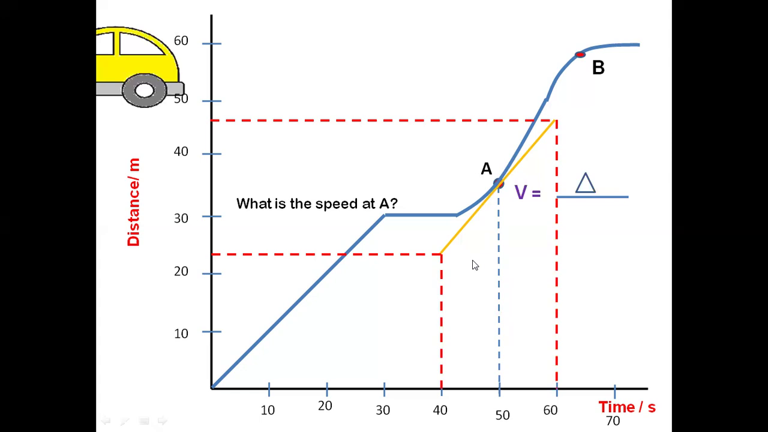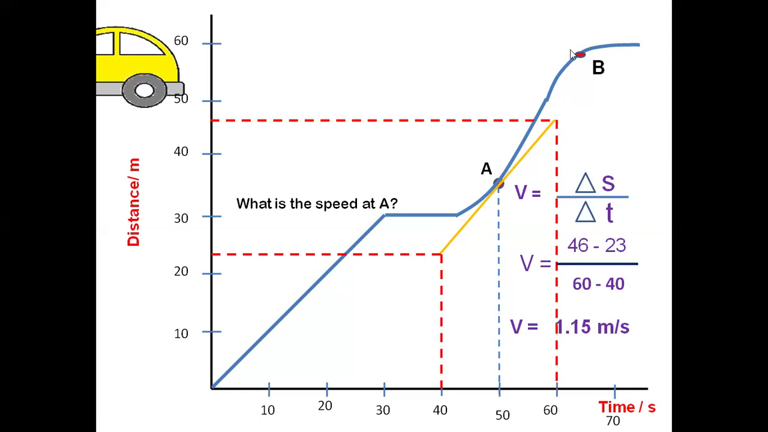So change in distance divided by change in time. So what is the change in distance? 46 is y2, y1 is 23. What is x2? 60, and x1 is 40. So the speed of the car at point A is 1.15 meter per second. This is instantaneous speed. And at the very next point, the speed will be, of course, different.